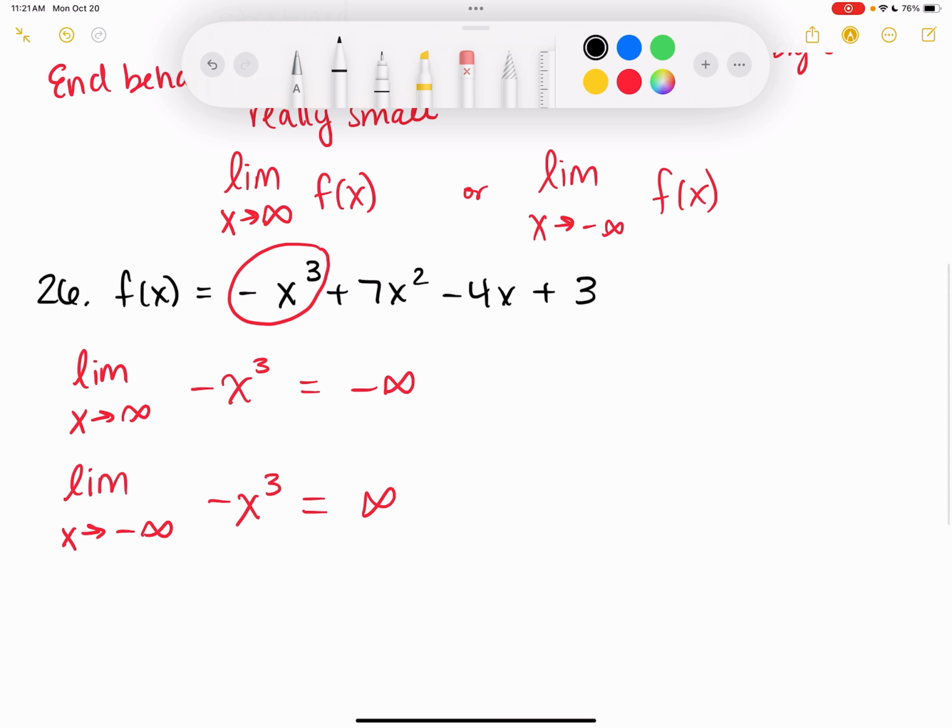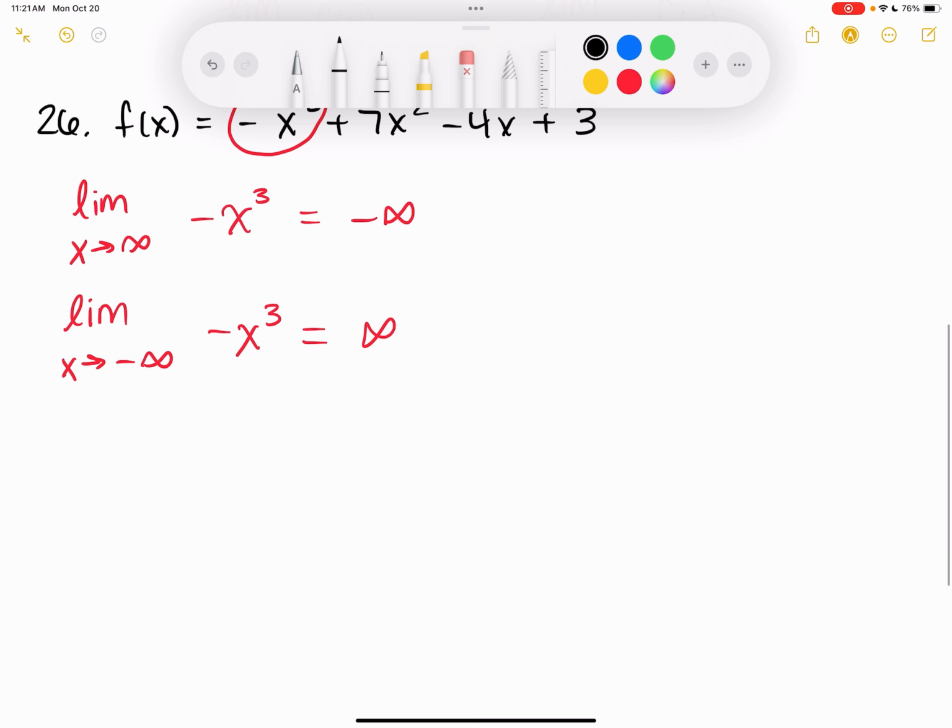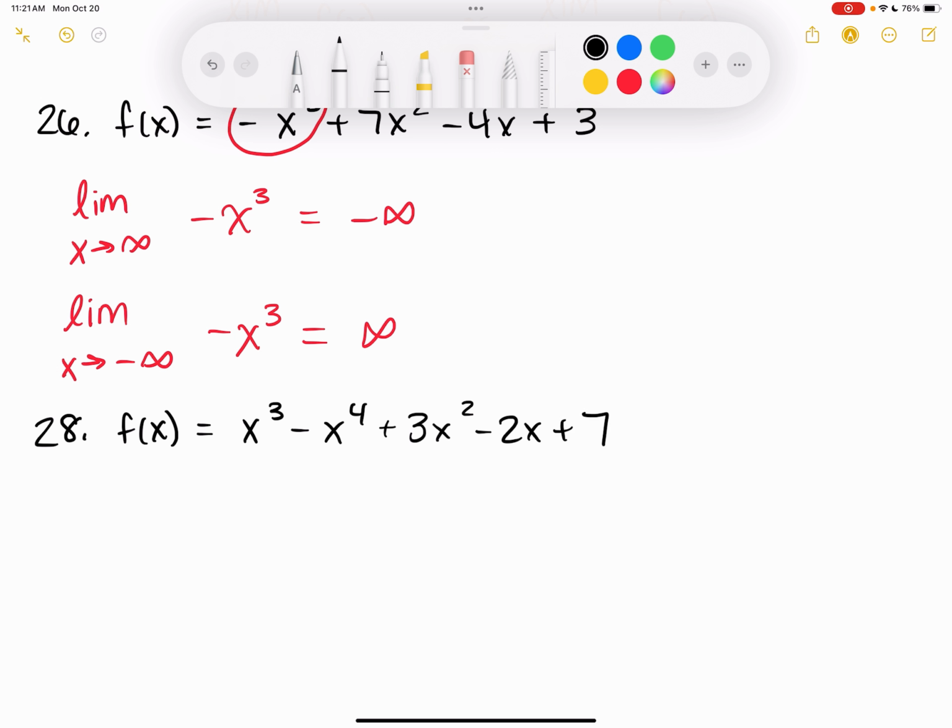28. F of x is equal to x cubed minus x to the fourth plus 3x squared minus 2x plus 7. Yep, so this one's not written in order. They do this to throw you off. So I'm looking at negative x to the fourth. Again, if you want to rewrite it in order, you can. If you just want to circle it, just do something that makes sure that you don't look at that x cubed, because I can assure you you're going to end up with the wrong answer if you use x cubed instead of the negative x to the fourth.